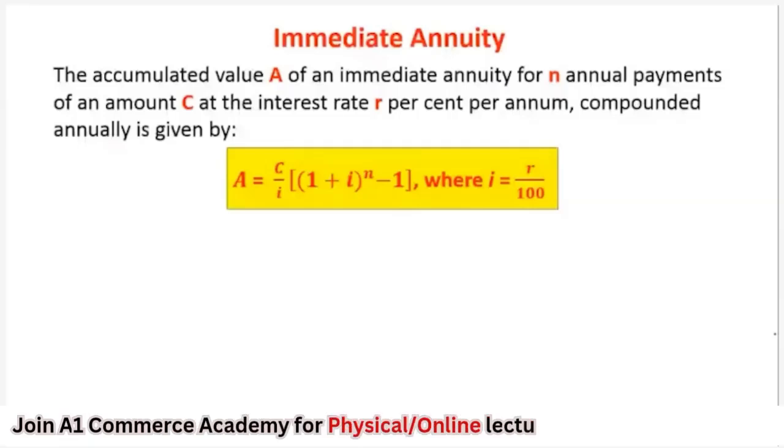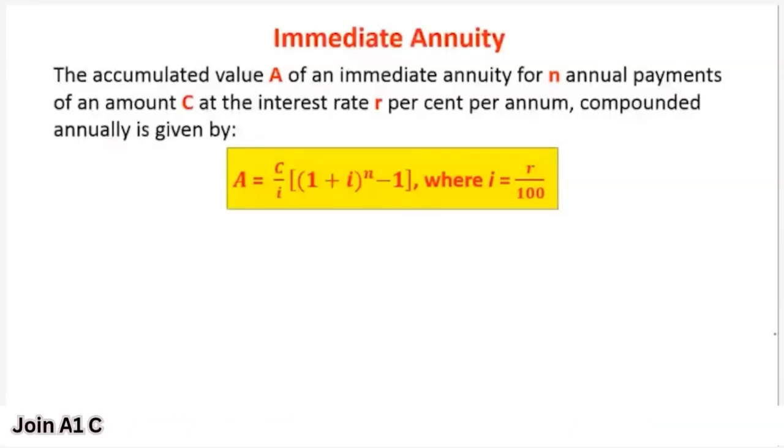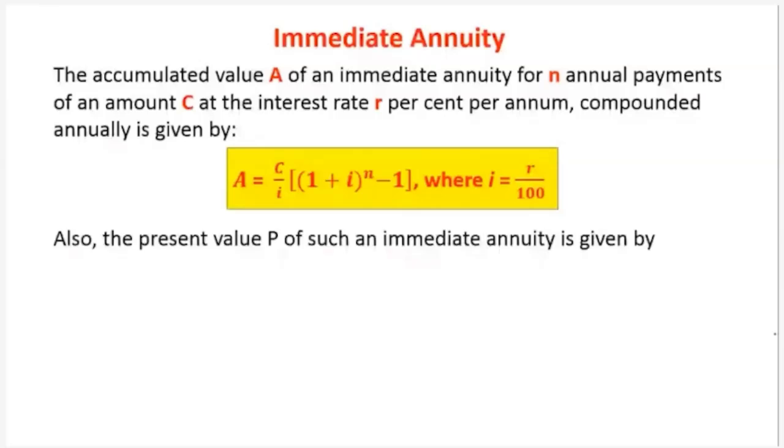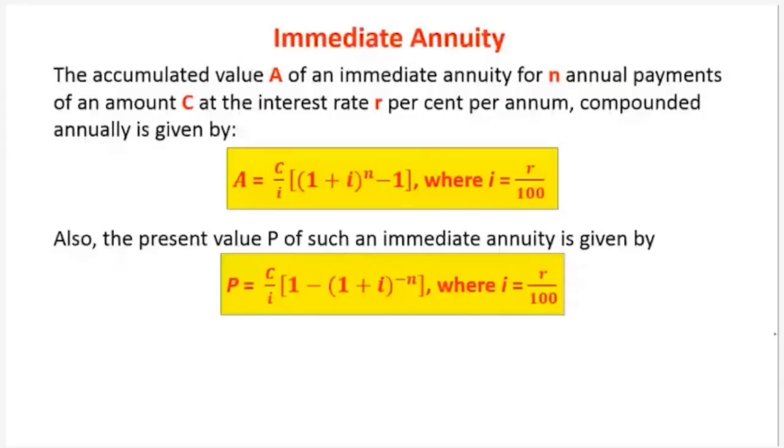First formula: A is the accumulated amount, meaning future value. A is equal to C upon I, square bracket open, round bracket open, 1 plus I, bracket raised to N, minus 1, where I is equal to R upon 100. Yes, Dhruv, good evening. The next is the P, present value formula. P is equal to C upon I, square bracket, 1 minus, bracket open, 1 plus I raised to minus N.